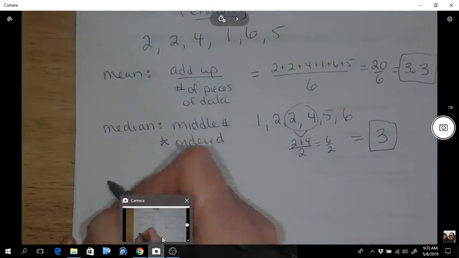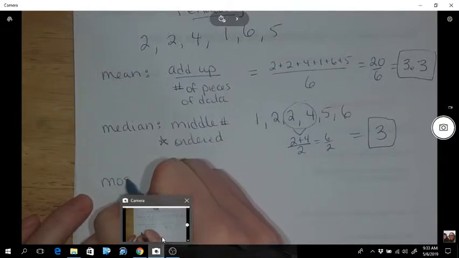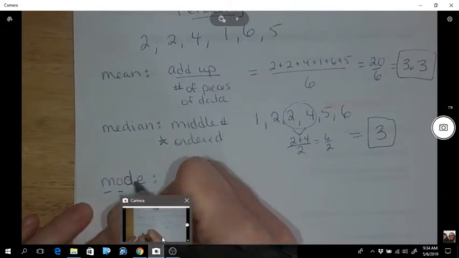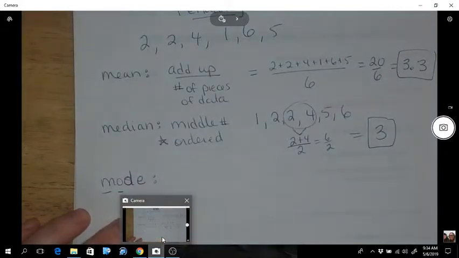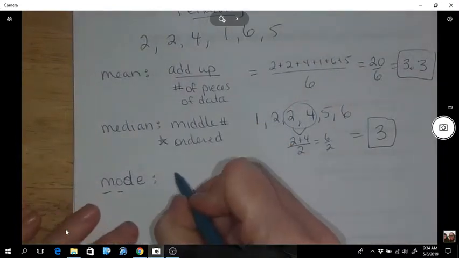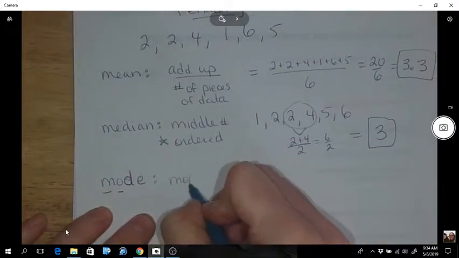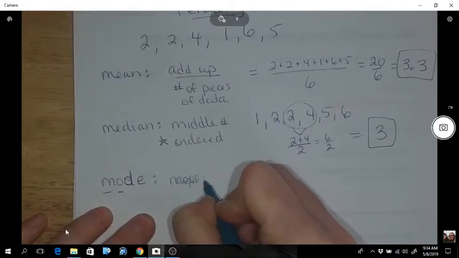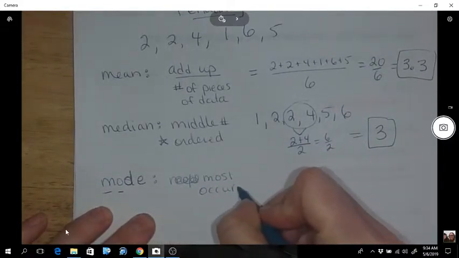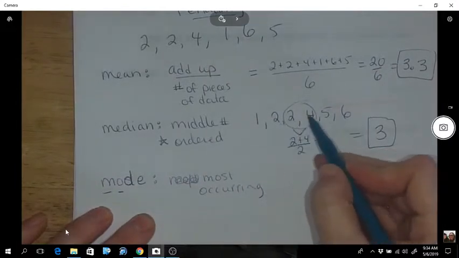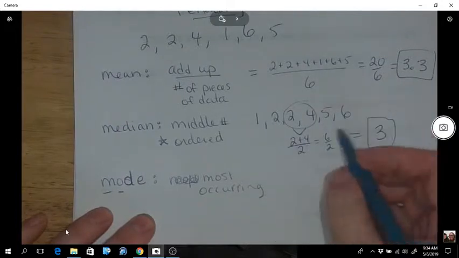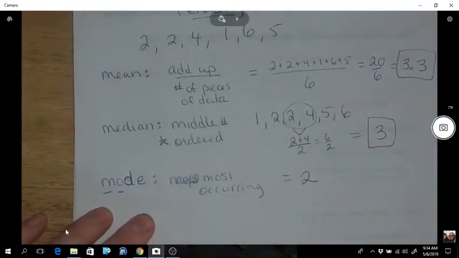Okay? And then the next is the mode. I always think of the MO as most often. So we're going to look at this. So most occurring. Which one occurs the most? So here you can see that 2 happens twice, where everything else only occurs once. So your mode is 2.